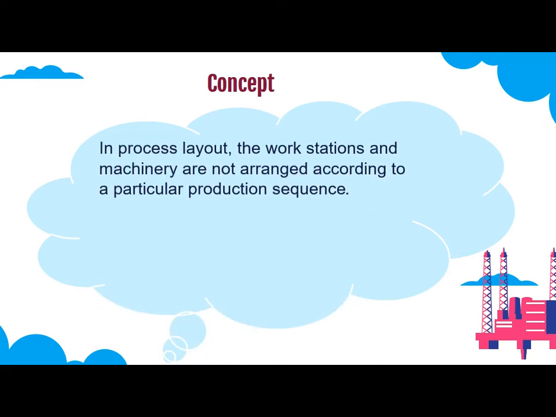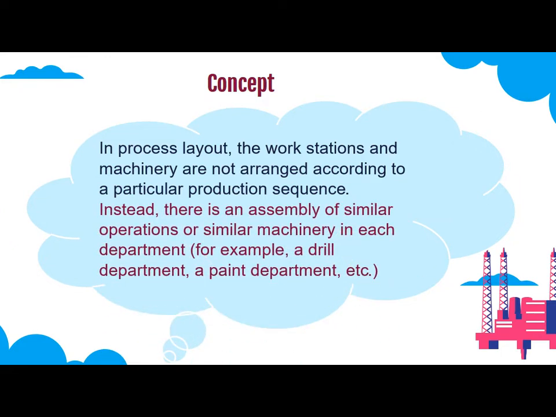In process layout, that is in functional layout, the workstations and machineries are not arranged according to a particular production sequence. Instead, there is an assembly of similar operations or similar machineries in each department. For example, a drill department, a paint department, etc.